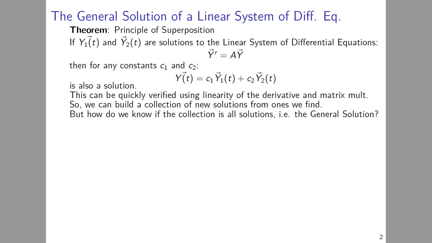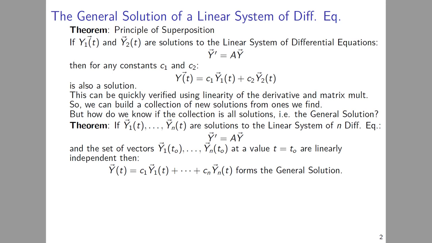But using this, we can build a collection of new solutions from ones that we already found. But how do we know when the collection of solutions is not just a family of solutions, but the general solution, all of our solutions? For that, we'll need one more theorem that states that if y1 through yn are solutions to a linear system of n differential equations, y prime equals Ay, and the set of vectors y1 at t0 through yn at t0, at some value t equals t0, are linearly independent vectors, then the linear combination y of t equal to c1 y1 plus c2 y2 through cn yn forms the general solution.